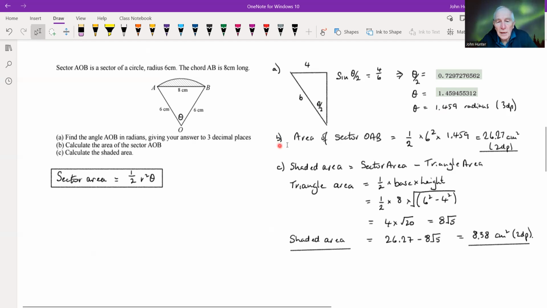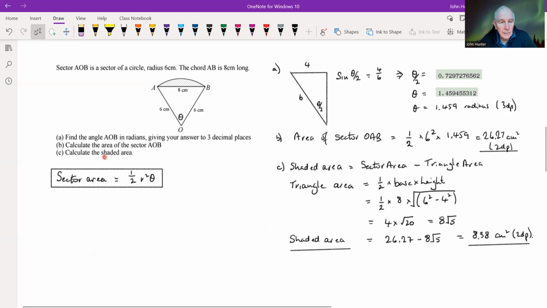Calculate the area of sector AOB. Okay, well, we'll just go back to our formula, which I've written down here, half r squared theta. So that's a half r squared, theta being the size of the angle in radians, of course. Just multiply that through, and that's going to give us 26.27 to 2 decimal places.